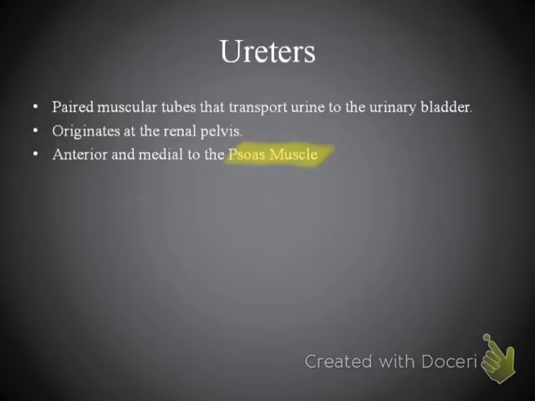So if we look at just a kind of crude drawing, here's the vertebral body. Here's the psoas muscles. And there is usually where the ureters actually lie. So slightly anterior and medial to them.